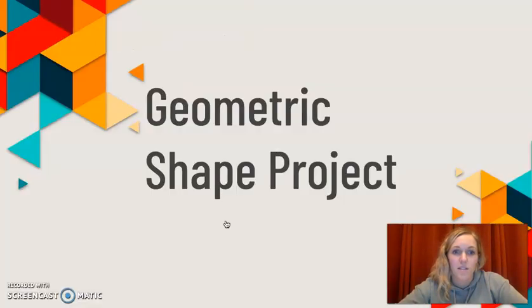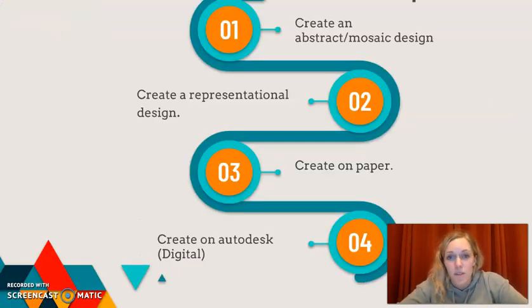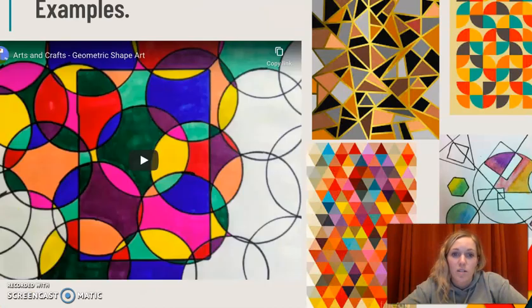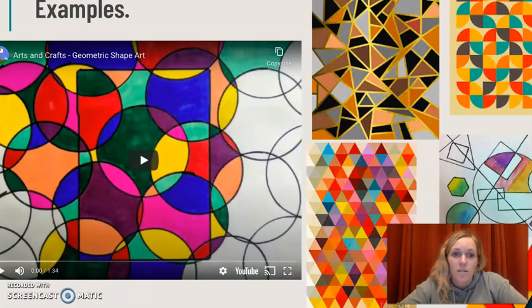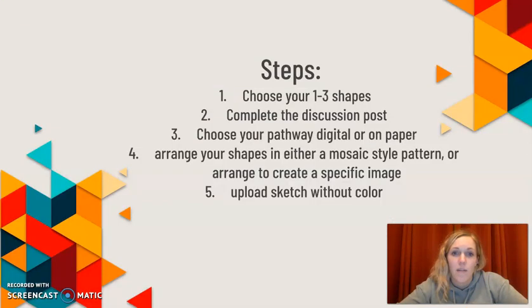I'm going to go ahead and make this larger screen. So this is our geometric shape project. We did this last week, but I'm just going to quickly review. Our goal in our challenge is basically to create a design using 1 to 3 geometric shapes. You can do that by creating something abstract. You can create something that represents something, so maybe like an animal or object, you can create on paper or on Autodesk. Here's some examples of abstract. And here's some examples of representational. However, those were just examples for our sketches.